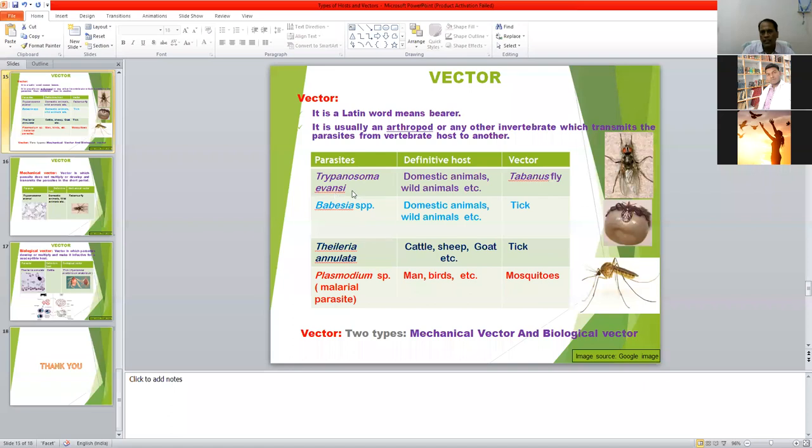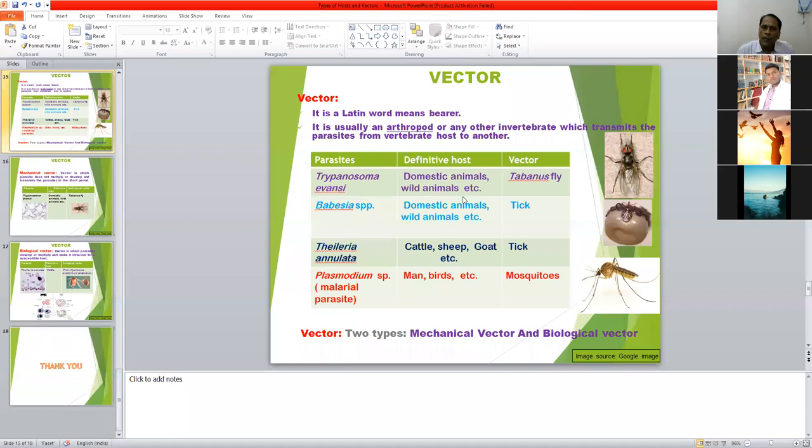One of the important parasites, which I have told about many times, is Trypanosoma evansi, a hemoprotozoan parasite. It is a euryxenous parasite, meaning it has a wide range of hosts: domestic animals like cattle, buffalo, sheep, goat, wild animals like tiger and deer, and laboratory animals like mice, rat, rabbit are all definitive hosts. So Trypanosoma is known as a euryxenous parasite.